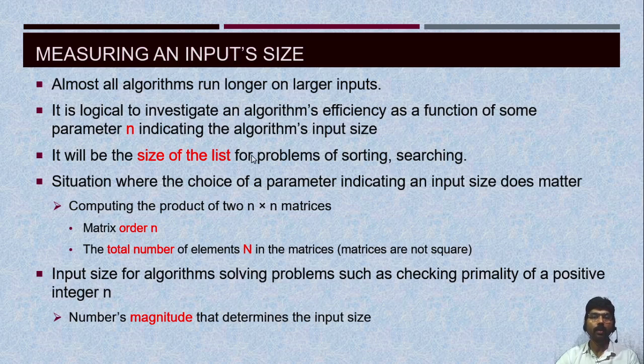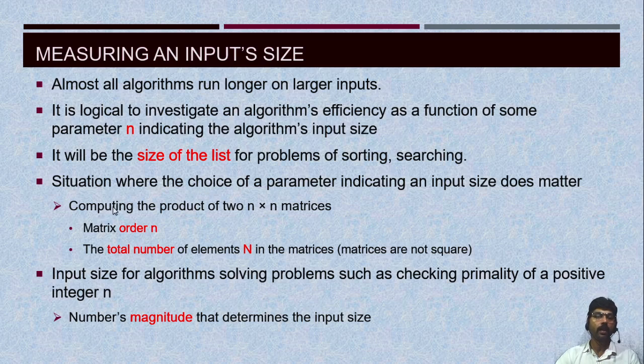For example, in sorting, if the array size is very small, it will sort quickly. But if the array size is very large, it will take more time. So here the input size is the number of elements in the list. As the number of elements increases, it will take more time for the sorting.